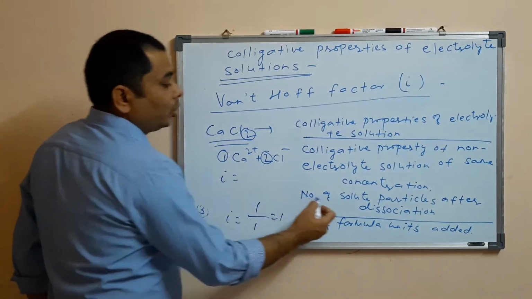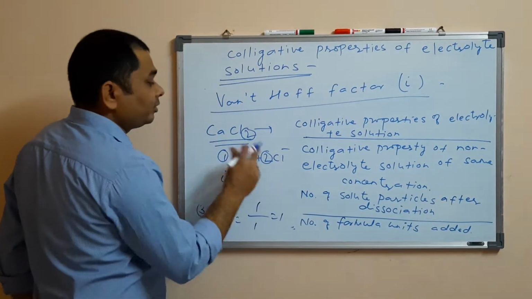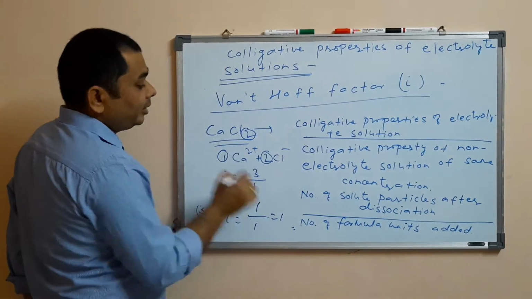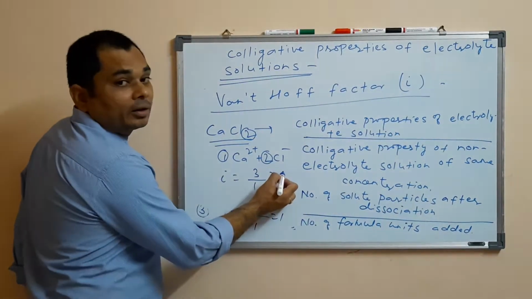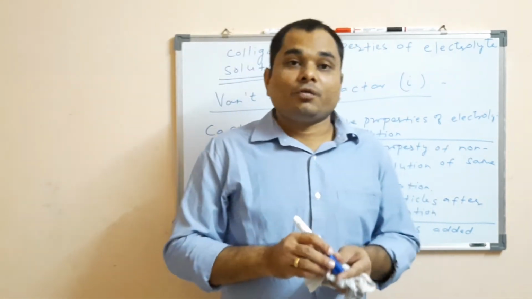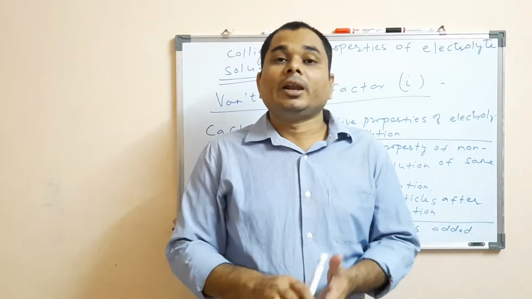So therefore, your Van't-Hoff factor is equal to what? Number of solute particles after dissociation. कितने particles हुए? 3. डिवाइडेड बाय कितने यूनिट हमने ऐड किए, 1. So what is the Van't-Hoff factor? 3. So this is how we calculate the Van't-Hoff factor for different electrolytes.